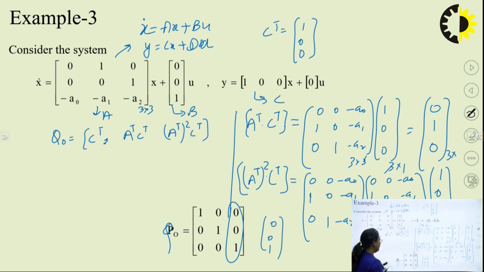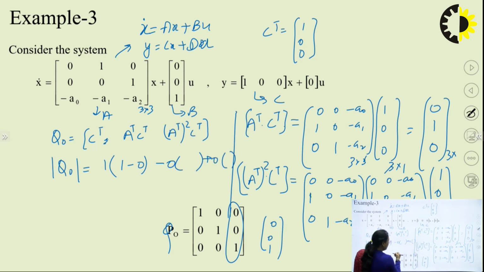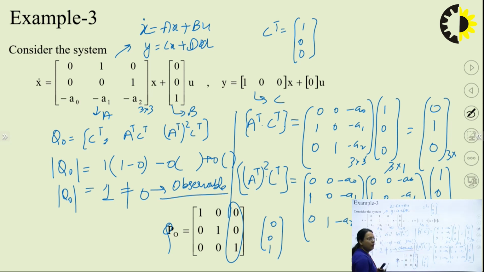Now when you put all these values in this equation, you will get this matrix. Now you have to find the determinant of matrix Q naught. So the determinant of matrix Q naught will come out to be 1 into 1 minus 0. Again 0 into something comes out to be 0, plus 0 into something comes out to be 0. So finally I get the determinant of matrix Q naught equal to 1, that is, it is not equal to 0. So this system is called observable, as it has a non-zero determinant.